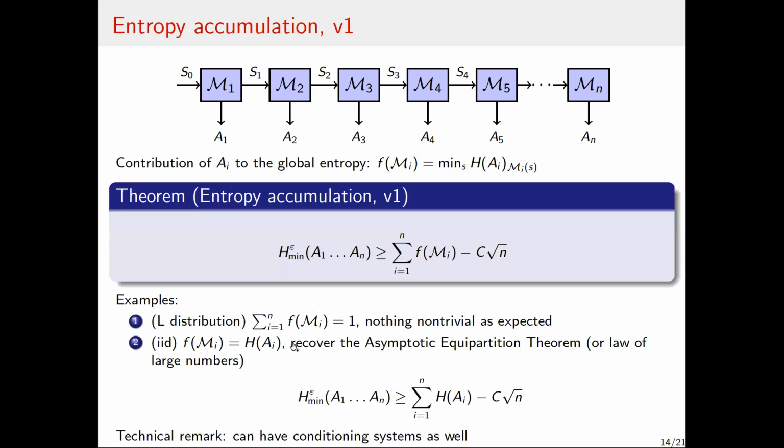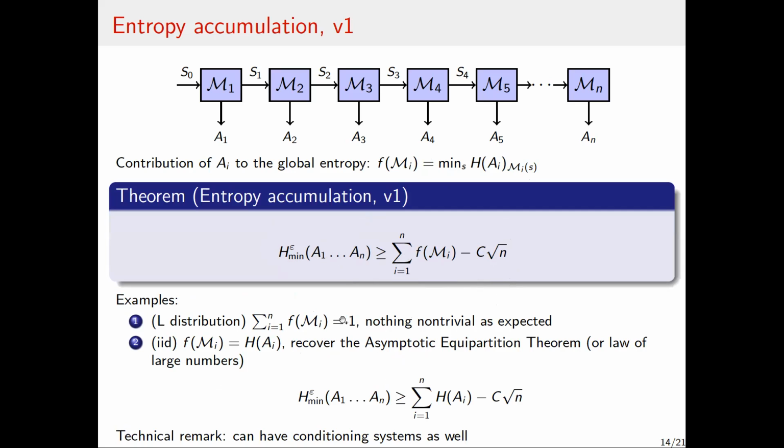Okay, and so this is where the first version of the entropy accumulation theorem tells you exactly that, which I said before, is just that the smooth min entropy of a joint system A1 to AN is lower bounded by the sum of these contributions, where the contributions are measured in this way by taking the worst case Shannon entropy. Okay, so there are some square root n corrections.